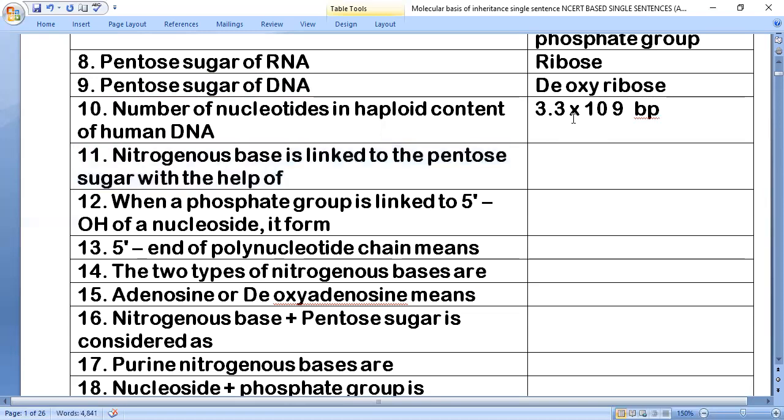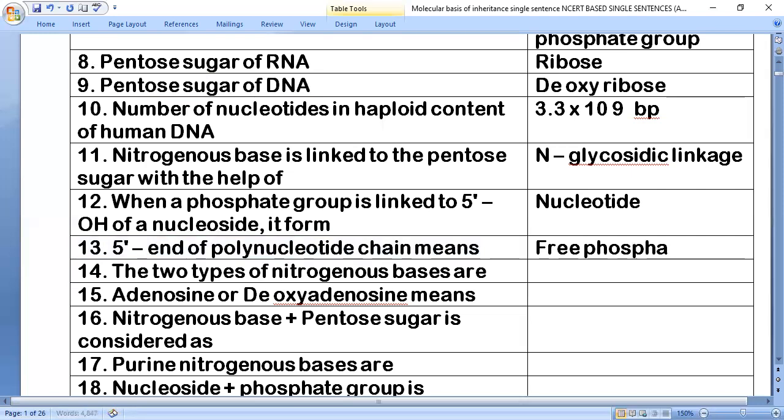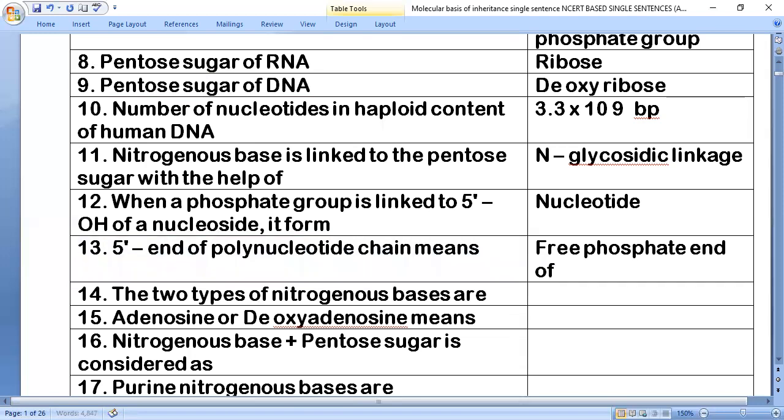Nitrogenous base is linked to the pentose sugar with the help of N-glycosidic linkage. When a phosphate group is linked to 5'-OH of nucleoside, it forms nucleotide. 5' end of polynucleotide chain means free phosphate end of ribose sugar. The two types of nitrogenous bases are purines and pyrimidines.